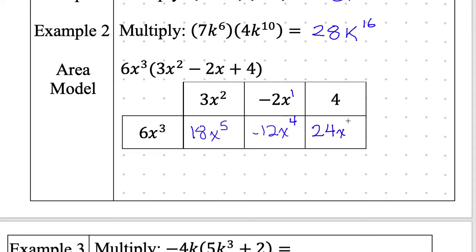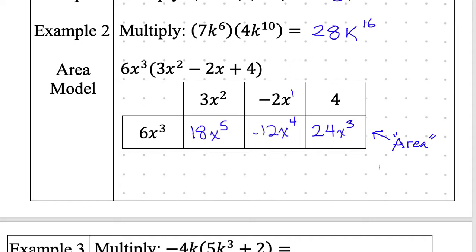It is indeed 24x to the power of 3. Thank you, Sam. That's how I use the area model. The answer is adding these all together. So the area is everything that I just filled in here. All of this stuff on the inside, that's the quote-unquote area.